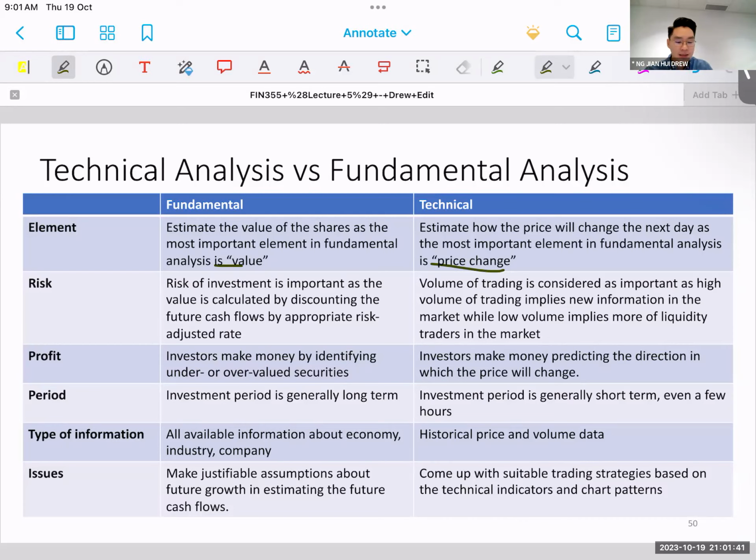Now, in terms of risk, fundamental analysis, we do consider the risk of cash flows. We talk about the cost of equity and WACC, which is the cost of capital. Now, for technical analysis, what we're interested in terms of risk is more of the trading volume, right? We want to trade in a high volume scenario, and there's little meaning for a low volume scenario whenever we do technical analysis.